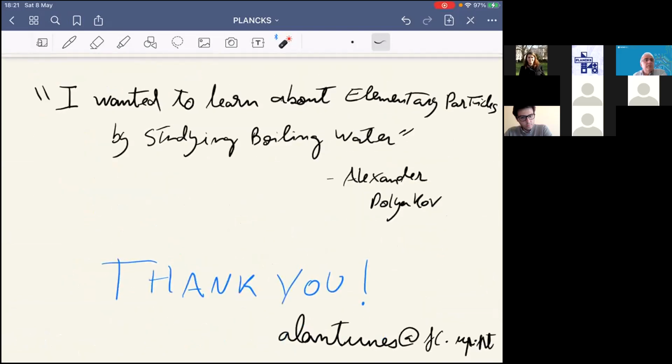So let me conclude by showing you this quote of a very famous physicist, Sasha Polyakov, that once said that he wanted to learn about elementary particles by studying boiling water. So here we did sort of the same. We tried to learn about quantum gravity by studying magnets.